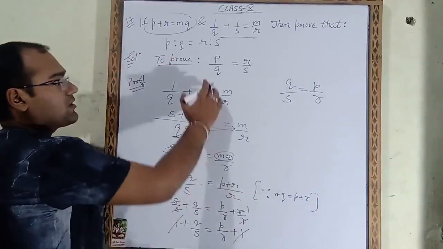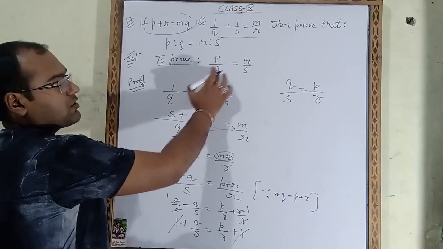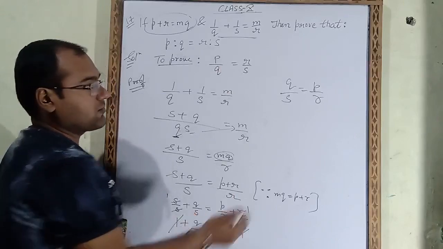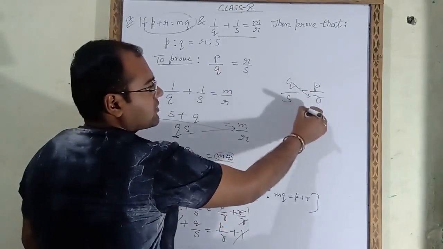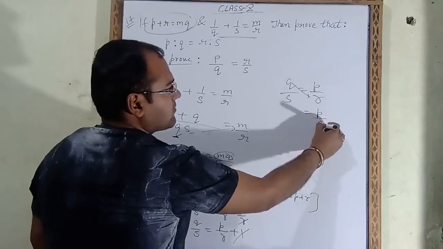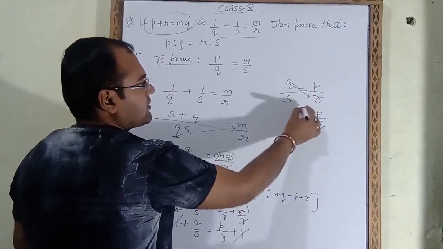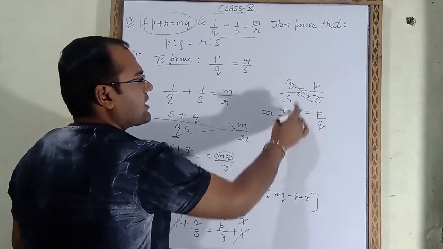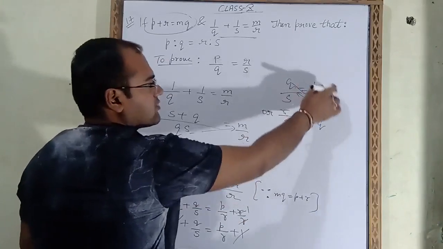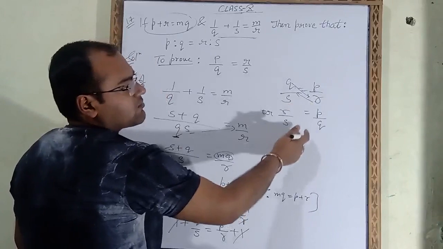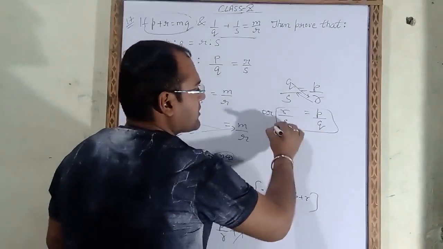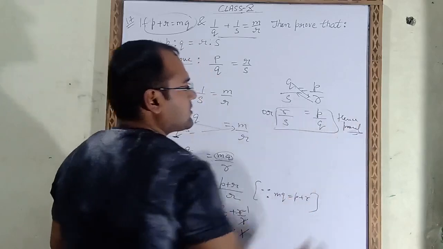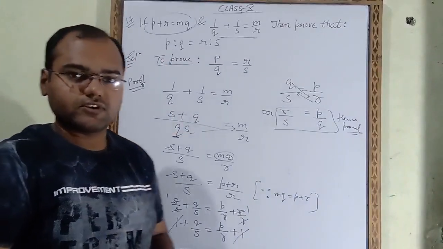What we have to prove? We have to prove p upon q is equal to r upon s. Now what do we have to do in the next step? p upon q we have to make. This q we will bring down, so p upon q. This r we will bring here, r upon s. So here you have to write, either we can write q upon s is equal to p upon r, or we can write r upon s is equal to p upon q. Hence proved. So like this you have to do all the questions of this exercise.